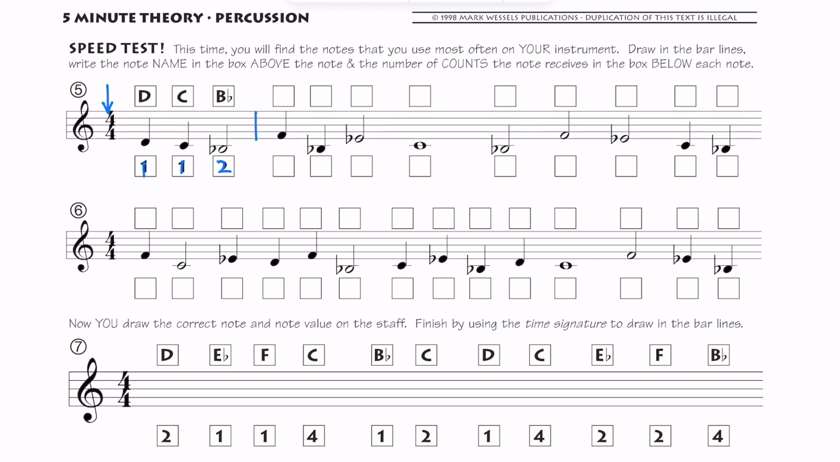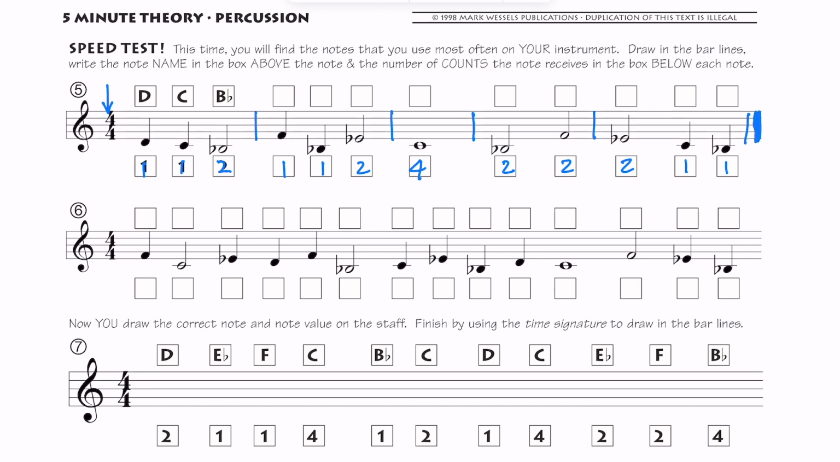And then I'm going to draw a bar line. Quarter note is 1, 1, 1. Half note is 2, 1, 2, 3, 4. Bar line. How many counts does this note get? 4, which means I put a bar line. That gets 2 counts. That gets 2 counts. That's a bar line. That gets 2 counts. That is 1 count and 1 count. 2 plus 1 plus 1 equals 4. So double bar line at the end.